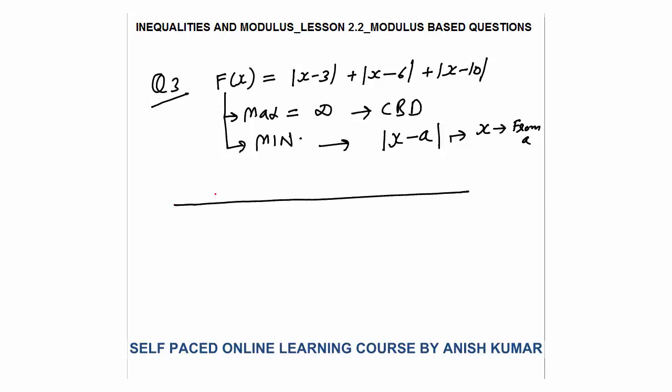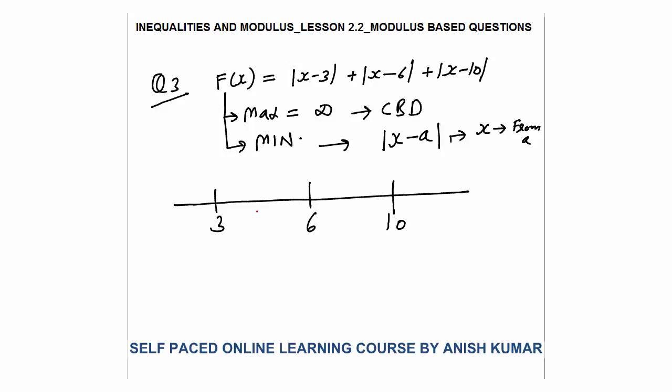Our point is x, so we need to find the distance of x from 3 on the number line, from 6 on the number line, and from 10 on the number line. This must be minimum. We need to find the minimum value. So our x must be a point such that the distance of x from 3, 6 and 10 is minimum. Some students try to solve these kinds of questions by hit and trial. No need to solve them by hit and trial, solve by logic.